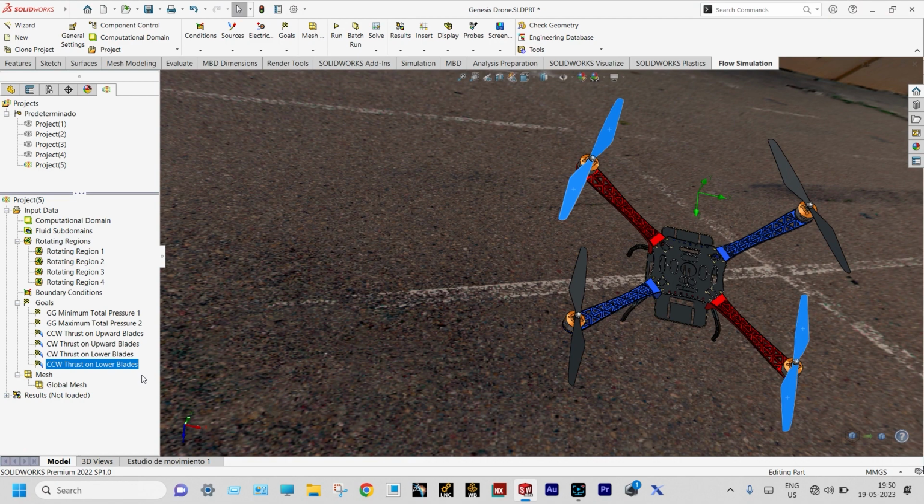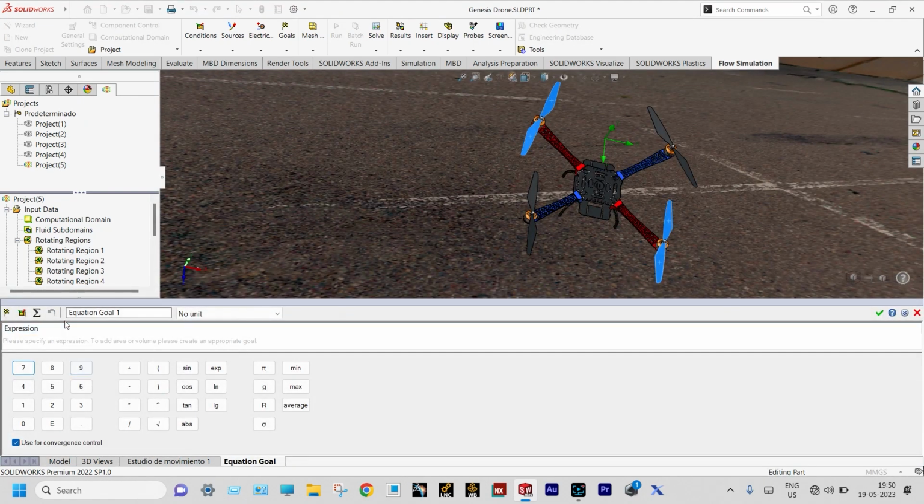And by adding all these goals, we need to find out the total thrust. And finally, as an equation goal, we need to select net thrust in the upward direction, and that will be done by subtracting the weight of the drone from the total thrust. Right? So insert equation goal, and from here we can add all the goals.